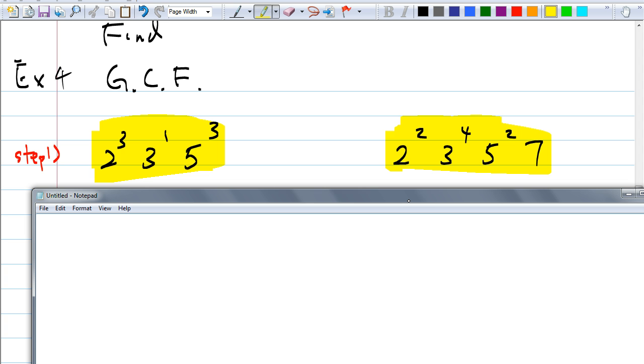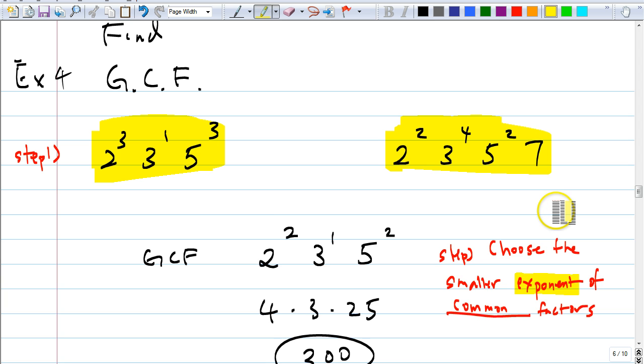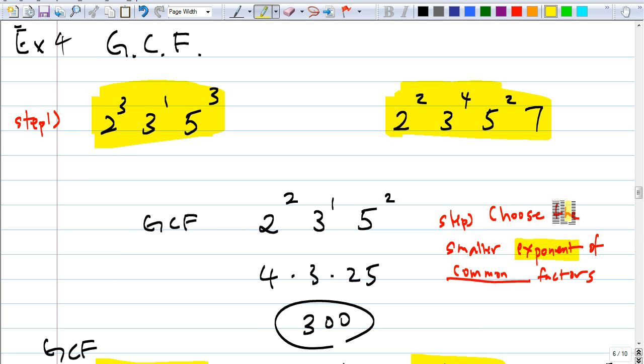Which exponents do we choose? 2 to the third or 2 to the second? 2 to the second. We want to make sure it goes into both of these numbers, so you have to choose the smaller exponents. 3 to the what? First. And 5 to the second. When you multiply these together, you get 300. Any questions? This is a review. Remember, step 2 is you choose the smaller exponent of the common factor.